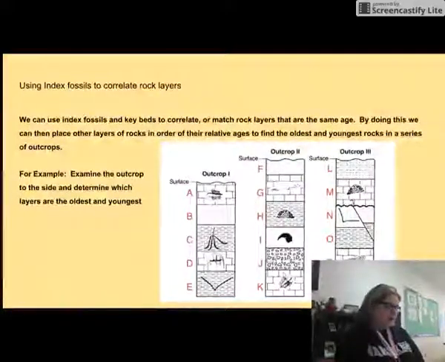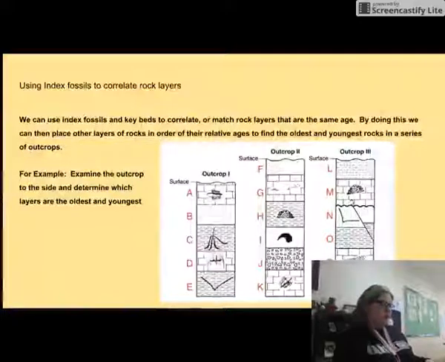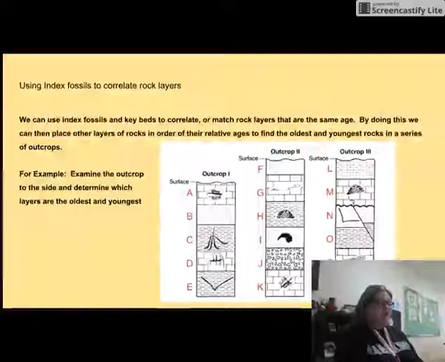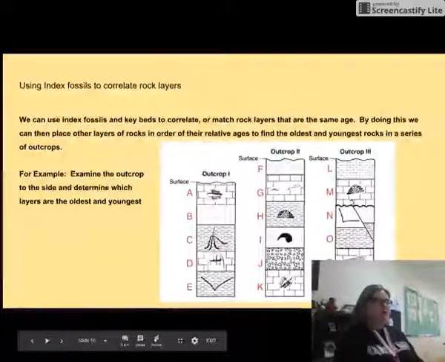If we look down here, it's in the bottom, and then it's also in layer Q. It's the only time that trilobite appears. So since it's the only time that trilobite appears in each of the 3 outcrops, it meets the index fossil rule. It only occurs in one layer of each of the 3 outcrops.